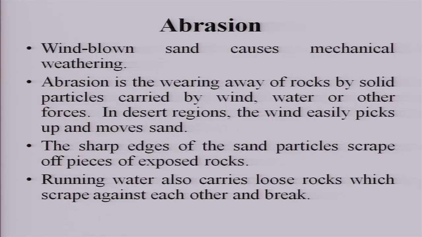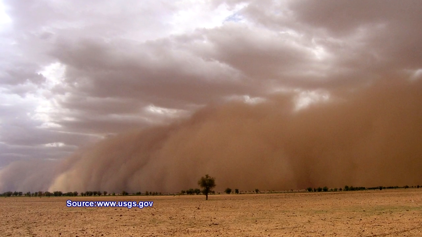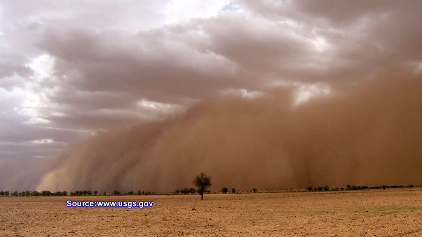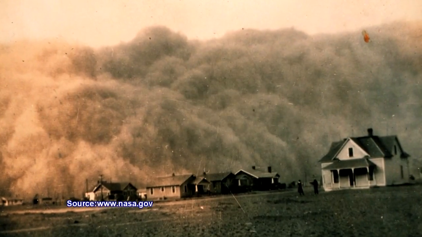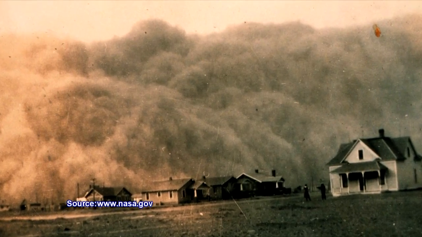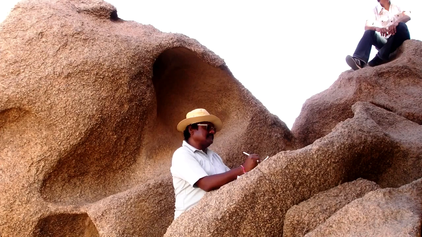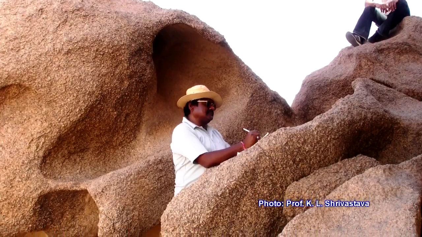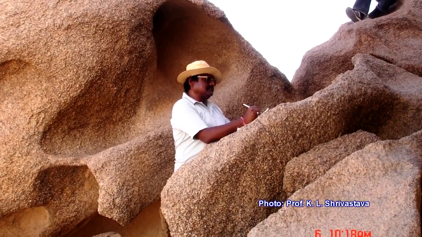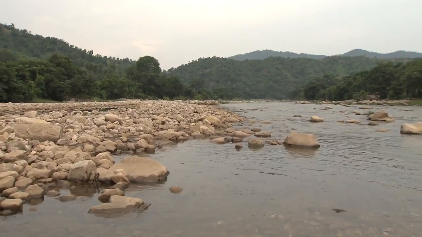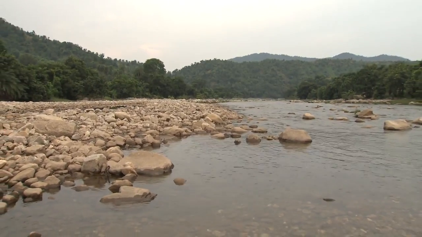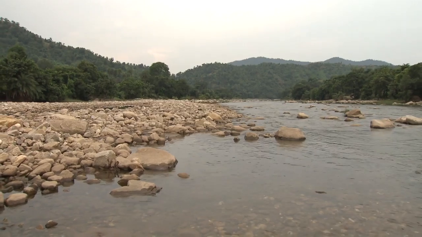Abrasion. Wind blown sediments can cause abrasion. In desert regions, what happens? The sand is blown because of the wind, there is aridity, there is no precipitation, there are dry conditions, and wind can lift a huge amount of sand. When these sand particles fall on the rock, they abrade the rock, and this can cause mechanical weathering. Running water also carries loose rocks which scrape against each other and break.